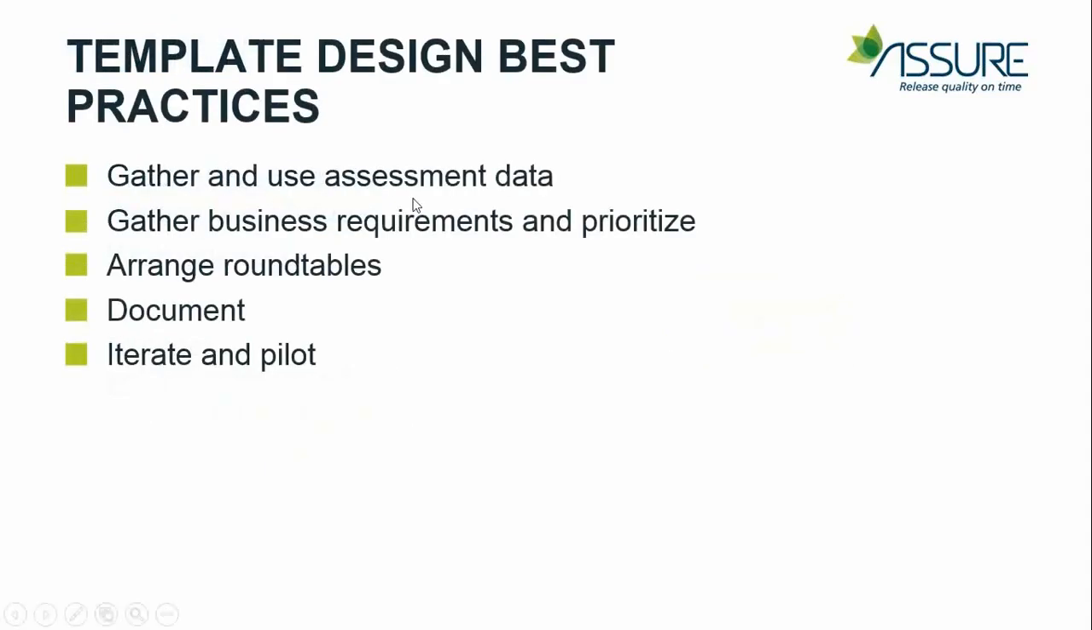So template design, how to design the template. What do you do? First of all, you gather all that assessment data. You gather your business requirements from roundtables, and you prioritize. You start going in an agile fashion, doing it iteratively. Arranging roundtables with the stakeholders to make sure that you do demos, you run them through, you give them access to the template to make sure that it gets built right. You document what you do in the template, and you iterate and pilot. Those are really some of the key factors in template design.